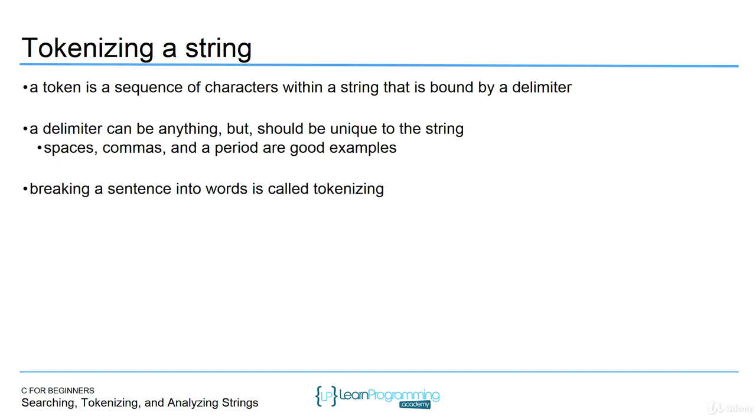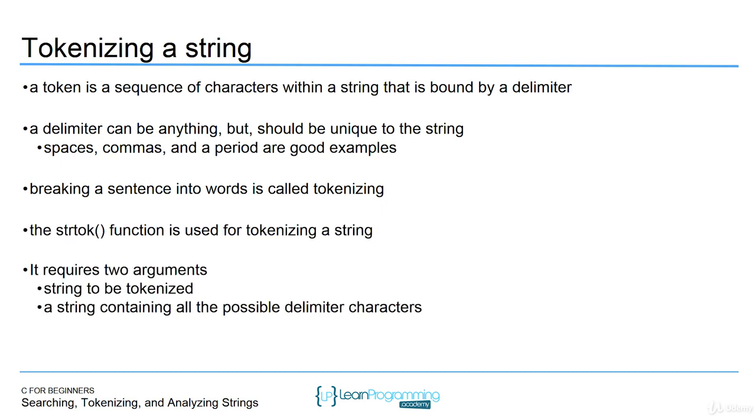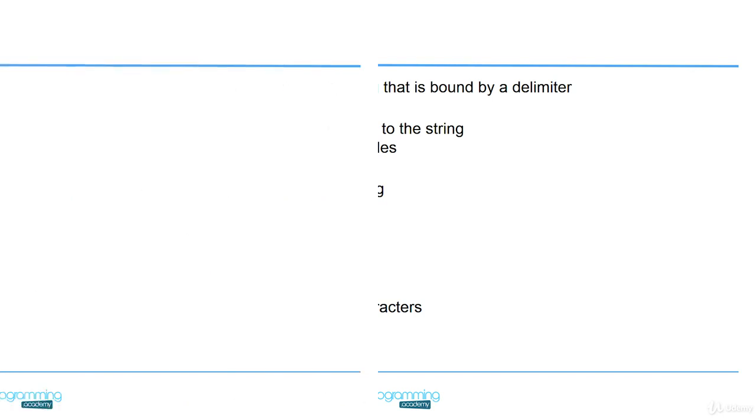It's called tokenizing. The strtok function is used for tokenizing a string. It requires 2 arguments. The string to be tokenized, which is the entire string that has the spaces and the delimiters, and then the string containing all the possible delimiter characters. You can specify what you want to set as the boundary.